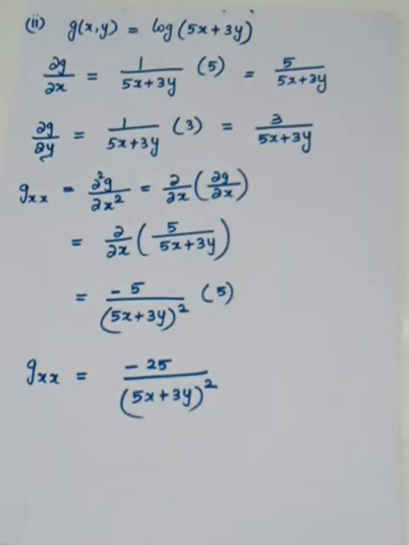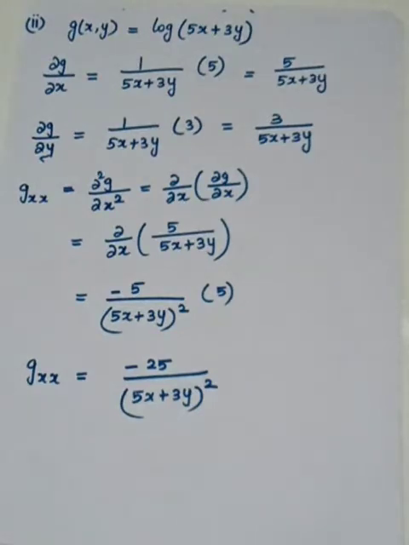So what is asked first? gxy. Okay, first gxx is found. gxx, how will it be written? It is dou squared g by dou x squared. How will it be? Dou by dou x of dou g by dou x. What is dou g by dou x? That has to be substituted as 5 divided by 5x plus 3y.